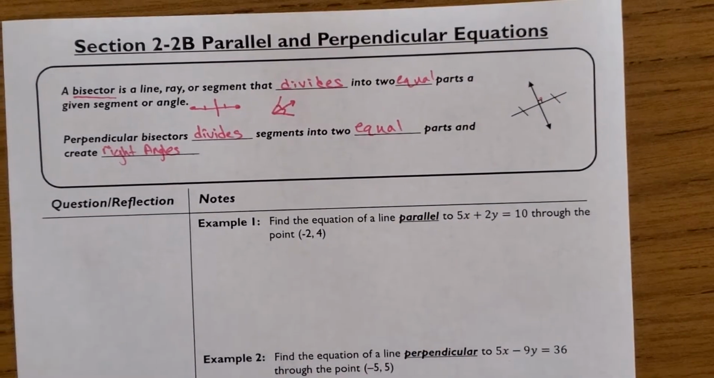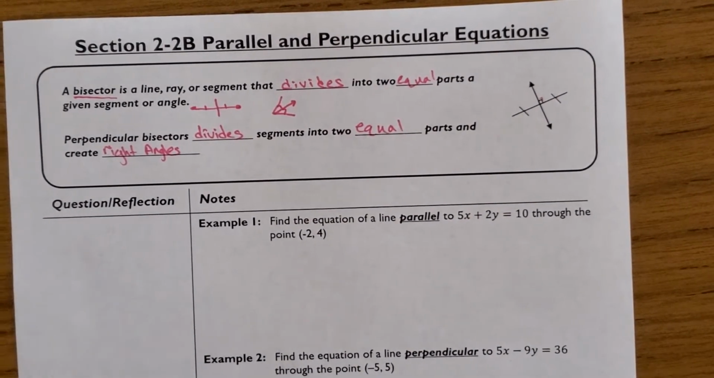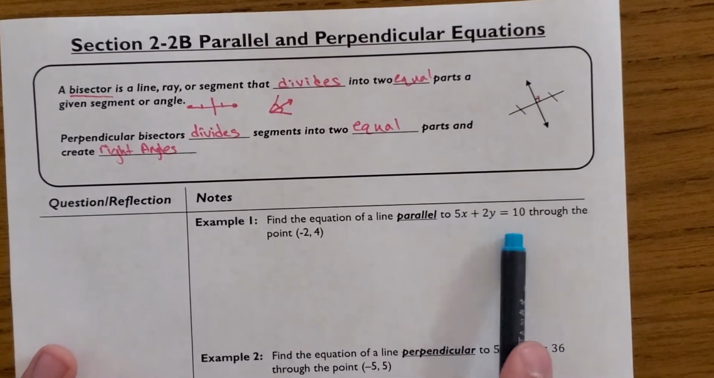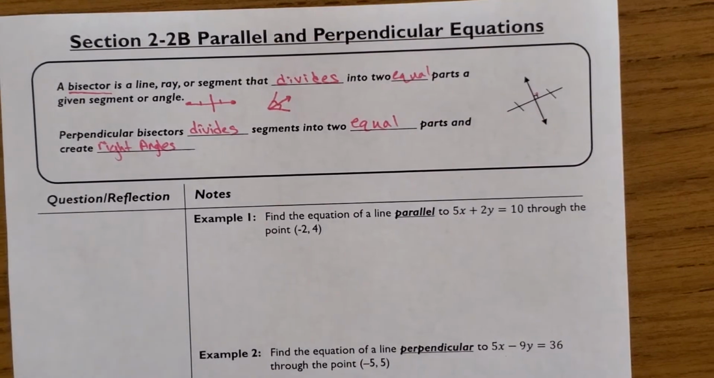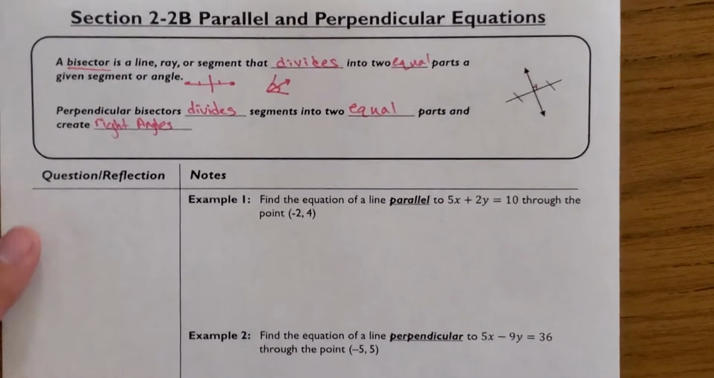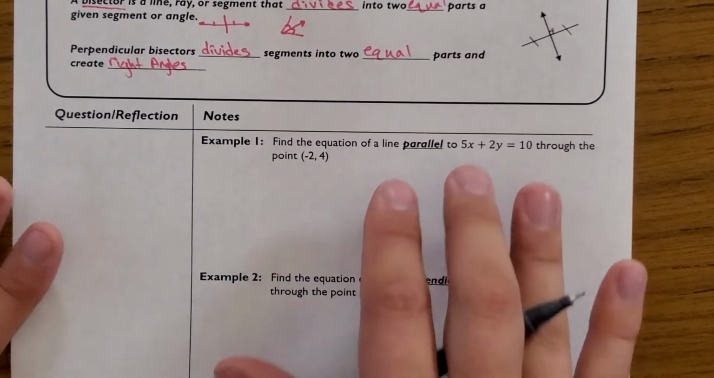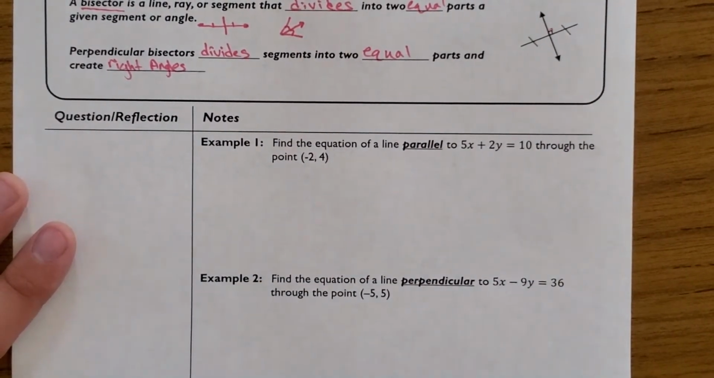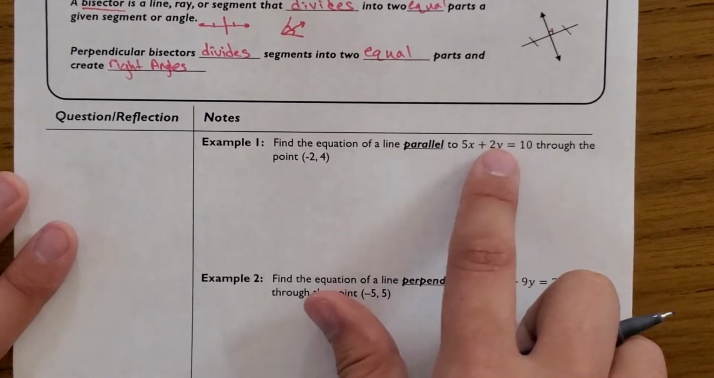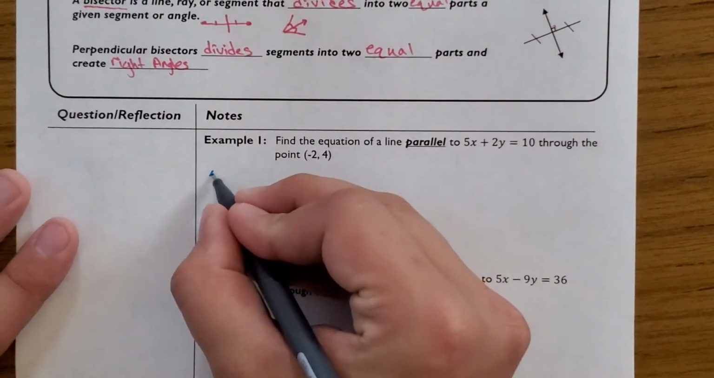Let's go ahead and look at our first example though. Example 1 says, find the equation of a line parallel to 5x plus 2y equals 10 and goes through the point negative 2, 4. Well, the first thing we have to know is if we're looking for parallel, I need to have the parallel slope, right? But this equation is not written in a way that I can just pull the slope. It's not written as y equals mx plus b. It's not in slope-intercept form.